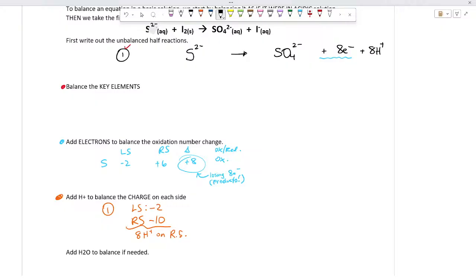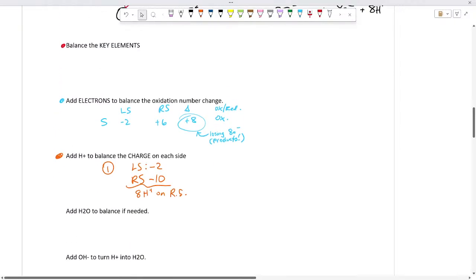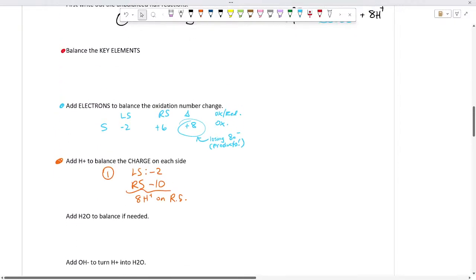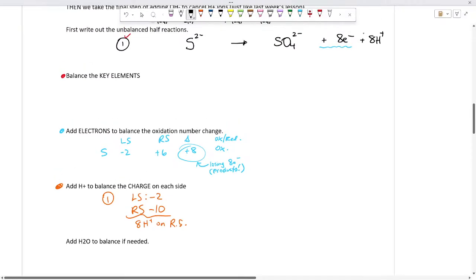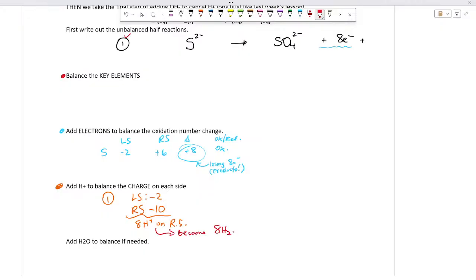Right? But then what we need to remember is that OH minus does what with these? Turns them into H2Os, right? So 8 H pluses on the right side are going to become 8 H2Os on the right side, right? And what else? And 8 OH minuses on the left side. Does that make sense? So I'm actually going to add my 8 waters here, and then I'm going to put my 8 OH minuses on this side. Does that make sense? And then we're almost there.